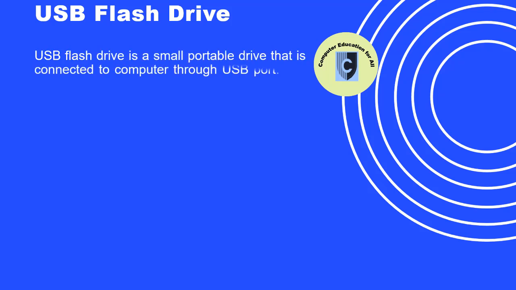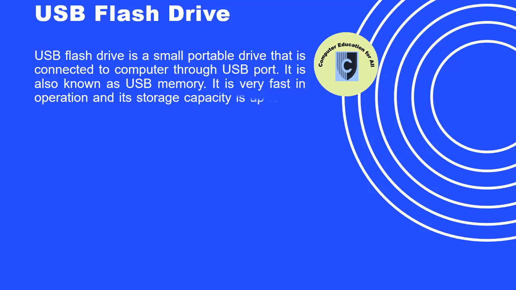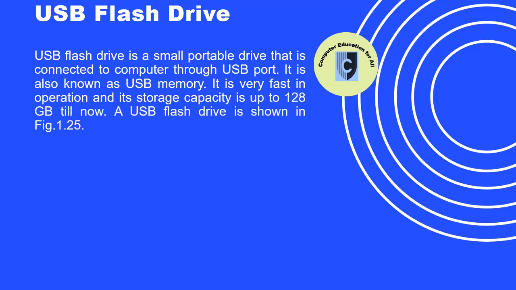USB flash drive. A USB flash drive is a small portable drive that is connected to the computer through a USB port. It is also known as USB memory. It is very fast in operation and its storage capacity is up to 128 GB till now. A USB flash drive is shown in Fig. 1.25.